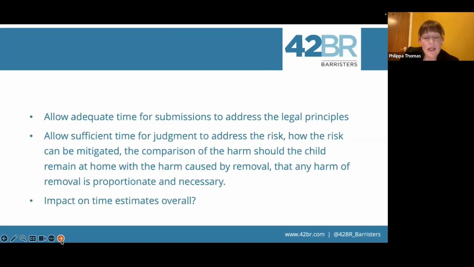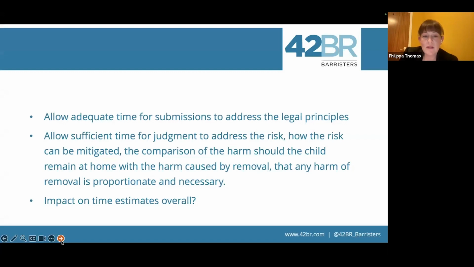You also have to allow for adequate time for submissions to address these legal issues. I know we're all put under pressure when we're in court to be as quick as we can, and submissions aren't necessarily given as much time as they should be, but we have a duty to make sure that those legal principles are outlined to the judge. And I know going forward, I certainly will be making a point of that.